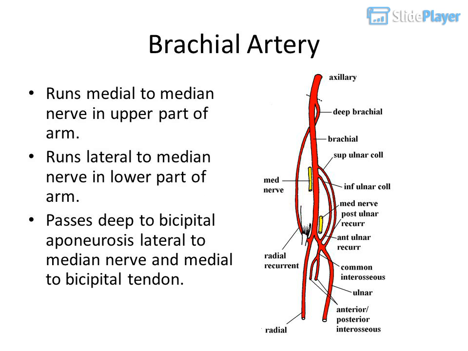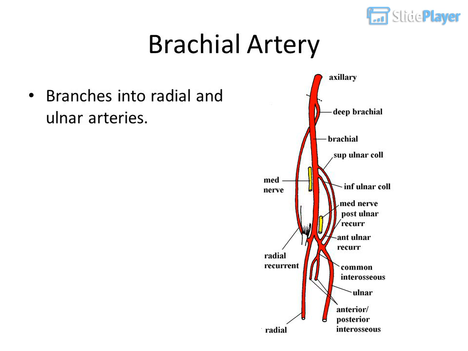The brachial artery runs medial to the median nerve in the upper part of the arm and lateral to the median nerve in the lower part of the arm. It passes deep to the bicipital aponeurosis, lateral to the median nerve and medial to the bicipital tendon. The brachial artery branches into radial and ulnar arteries.